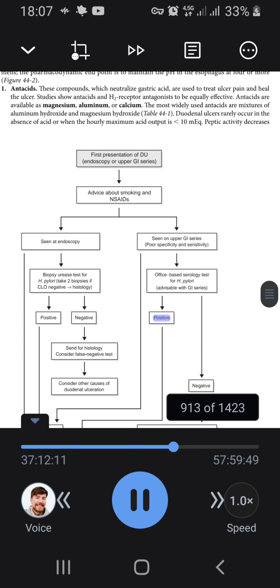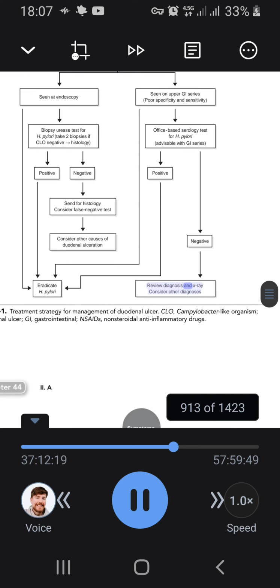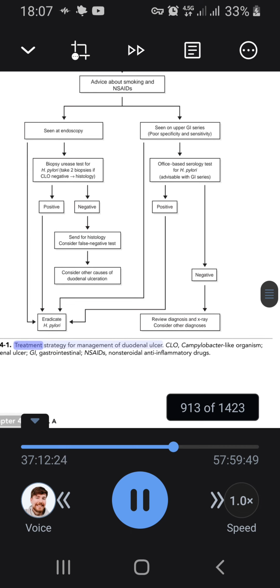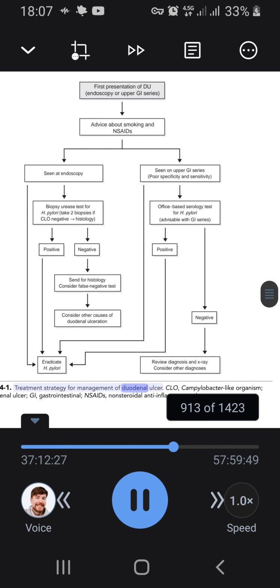Positive. Negative. Office-based serology test for H. pylori, advisable with GI series. Review diagnosis and X-ray, consider other diagnoses. Eradicate H. pylori. Figure 44-1. Treatment strategy for management of duodenal ulcer. CLO: Campylobacter-like organism. DU: duodenal ulcer. GI: gastrointestinal. NSAIDs: non-steroidal anti-inflammatory drugs.